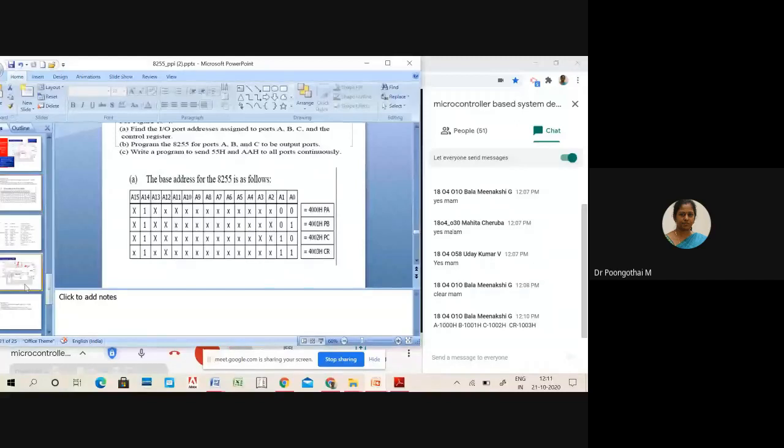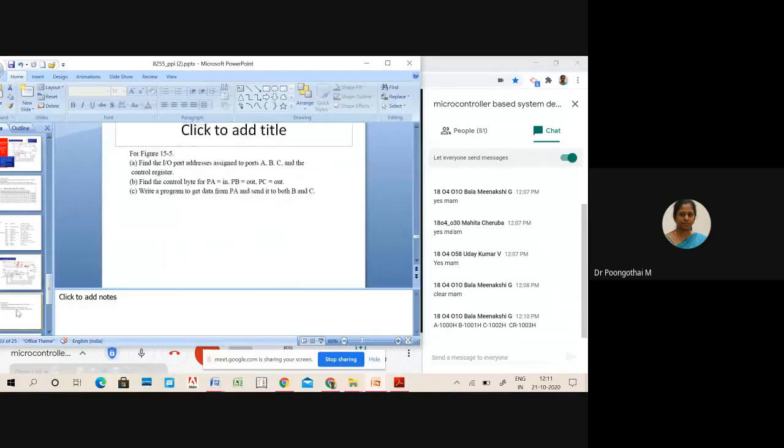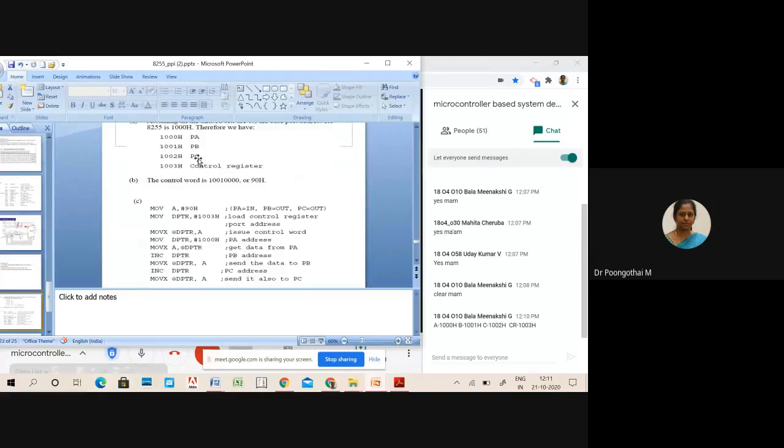Here the chip select circuitry is different. They have used a NAND gate. So 4 address lines are utilized for generating the chip select signal. Based on this decoding circuitry, your address is 1000, 1001, 1002, 1003.